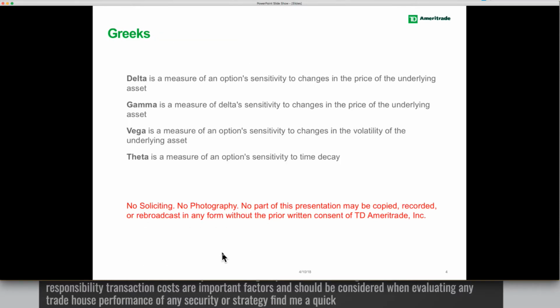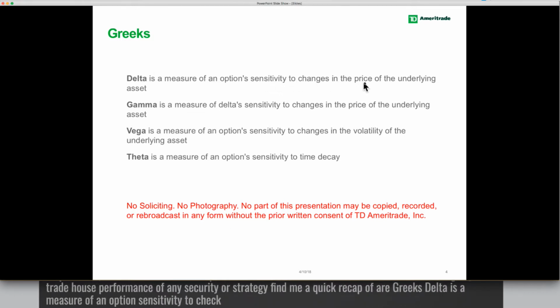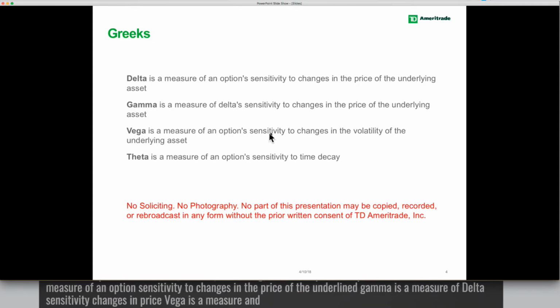Finally, a quick recap of our Greeks. Delta is a measure of an option's sensitivity to changes in the price of the underlying. Gamma is a measure of delta's sensitivity to changes in price. Vega is a measure of an option's sensitivity to changes in volatility. And theta is a measure of an option's sensitivity to time decay.